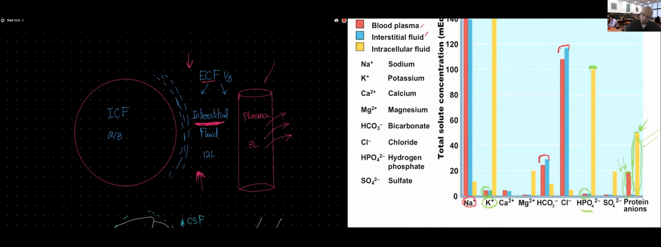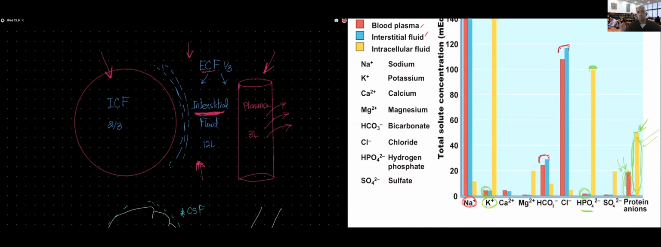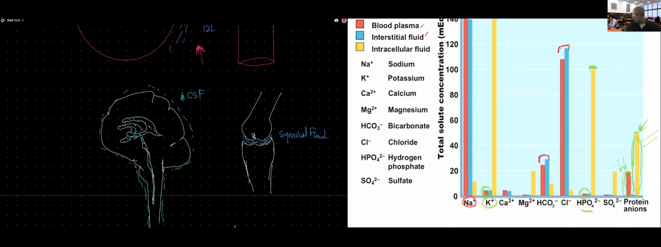But I do need proteins in my plasma. I do need proteins inside my cells. All right, is this clear? Why do I have no proteins in the interstitial fluid compared to inside the cells and in the plasma? Is this concept clear?